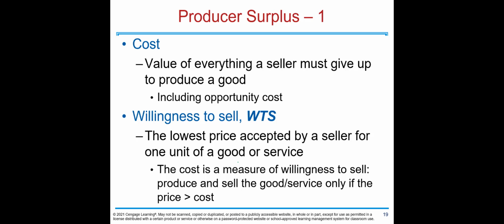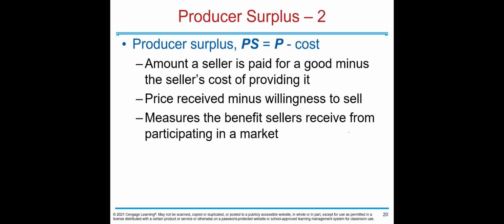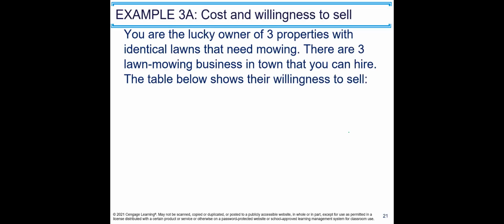Willingness to sell, or WTS, is the lowest price accepted by a seller for 1 unit of a good or service. The cost is a measure of willingness to sell, produce and sell the good or service only if price is higher than cost. So if the price is higher than cost, then you produce, otherwise you don't. So producer surplus PS is equal to P minus cost, or it's the amount a seller is paid for a good minus the seller cost of providing it. It is price received minus willingness to sell, and it measures the benefit sellers receive from participating in a market.